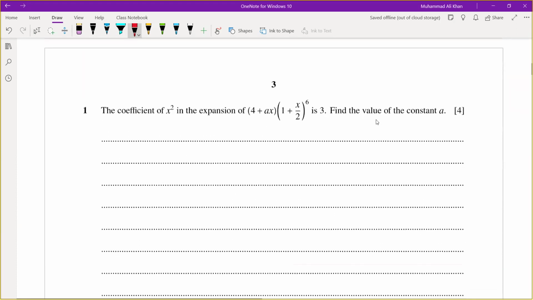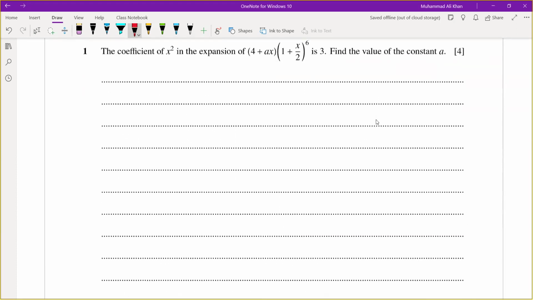Now, question number one. Question number one is a question of binomial. What we have in this question: find the coefficient of x squared in the combined expansion of the two brackets, which is 3. Find the value of the constant a. So first we have to expand. First we have to find the term x squared in the combined expansion. So the first bracket is 4 plus ax.